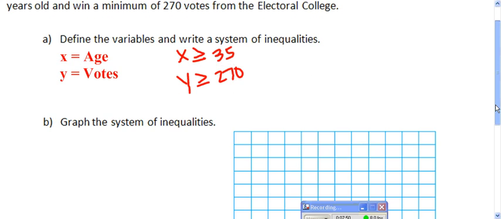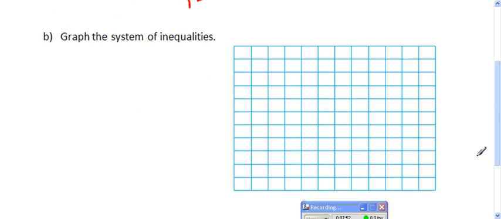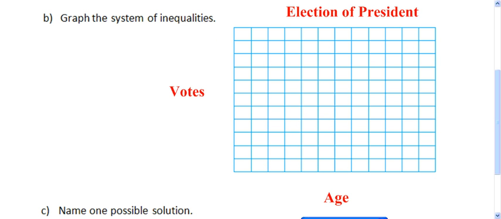And B says graph the system of inequalities. So we'll go ahead and graph that. Now in order to graph that, we need to label our axes. Our x-axis would be age, our y-axis would be votes, and we should probably come up with a title. Now that we've filled in our axes and titled our graph, we're going to determine the intervals. For age, each of these intervals will go up by 5. And on my y-axis for votes, I'm going to go up by intervals of 25.